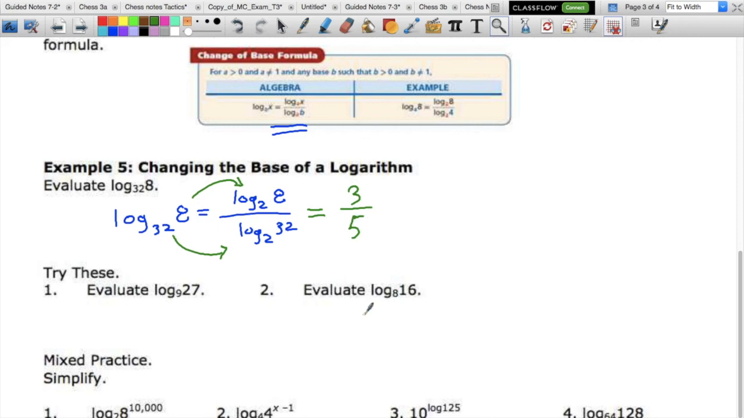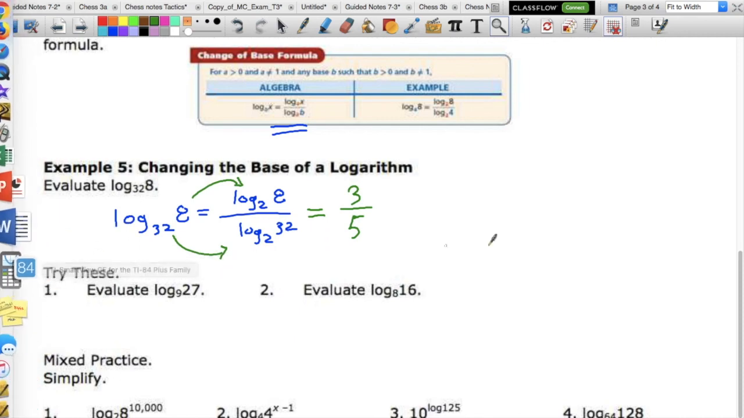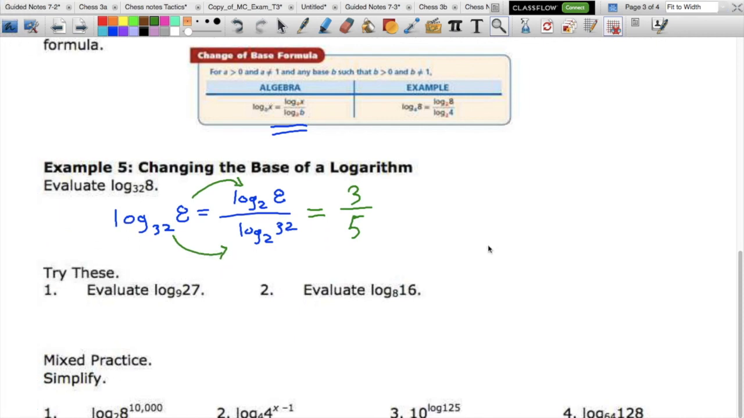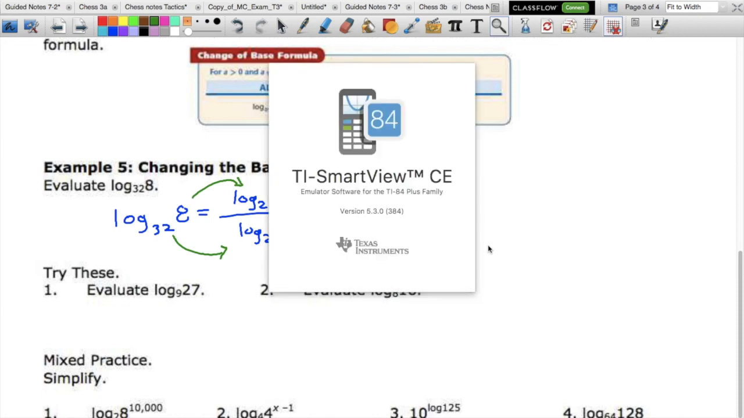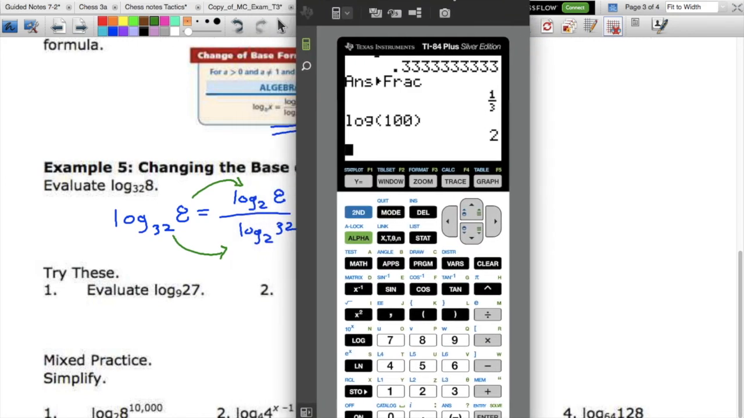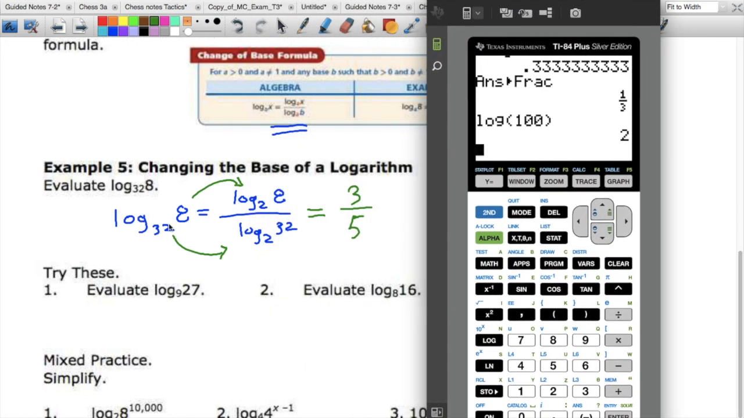It used to be that, because of the calculator, and I don't have my calculator open, I can open it, just give it a few seconds to warm up. Your calculators come on a little quicker than mine. It used to be that you would use log base 10 in your calculator. If I had the problem log base 32 of 8, I would do log of 8 divided by log of 32. And then I give my answer 0.6 or 3/5.